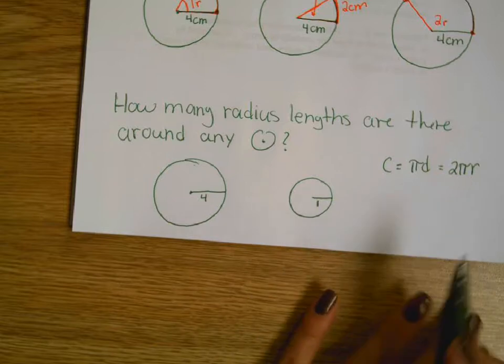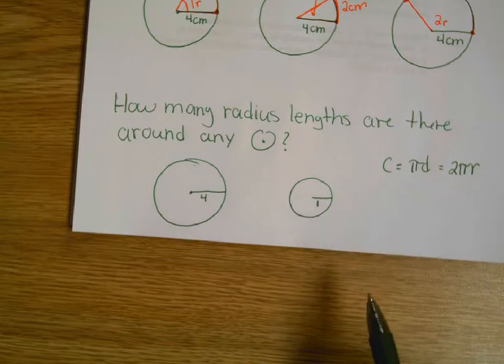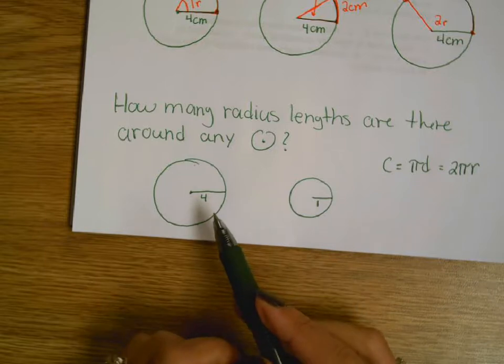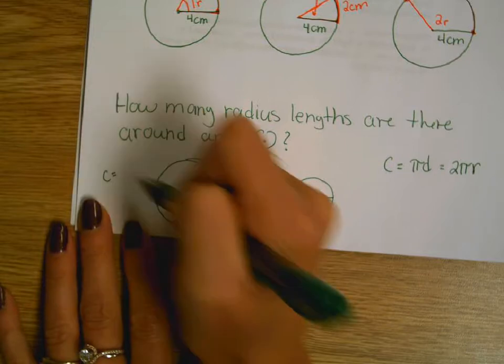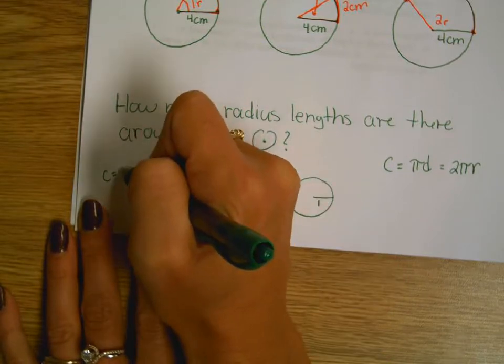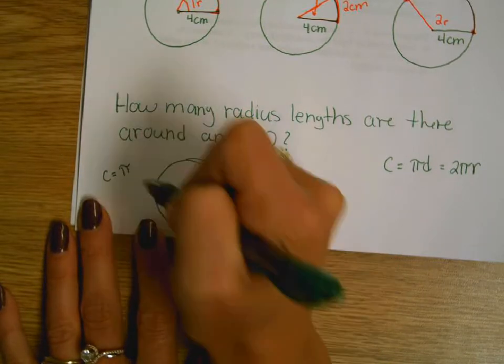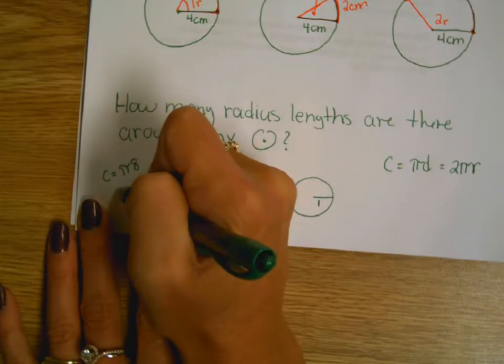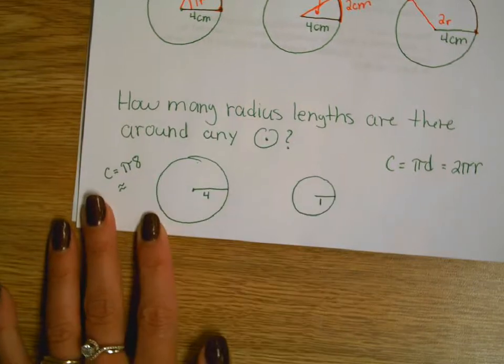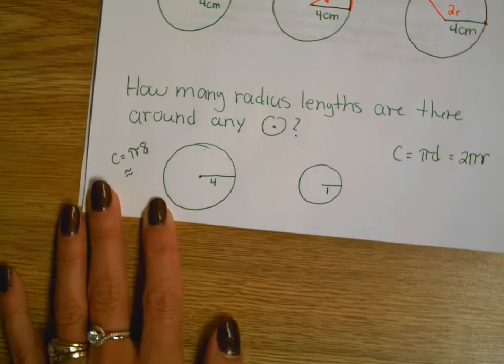This formula is kind of giving it away right now, but you probably aren't seeing it yet. So let's do the circumference here. Circumference equals pi times diameter. We'll just go pi times diameter. So pi times 8. Somebody multiply pi times 8 for us. Give me an approximate.